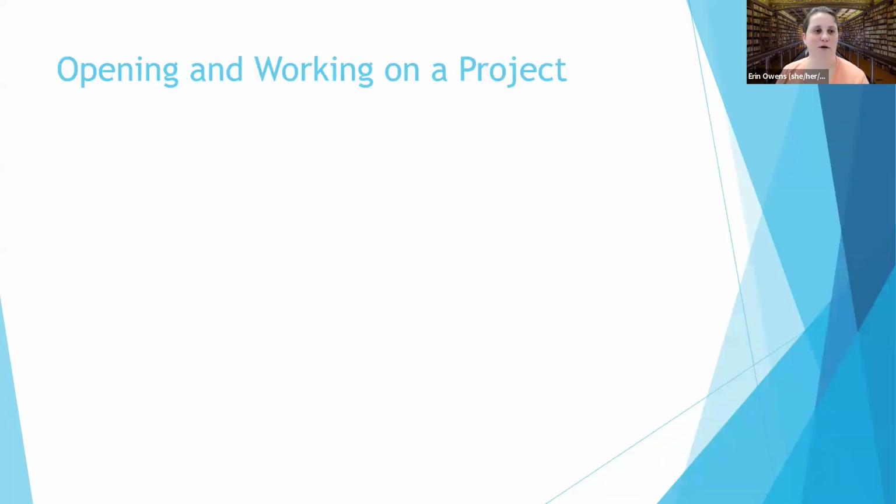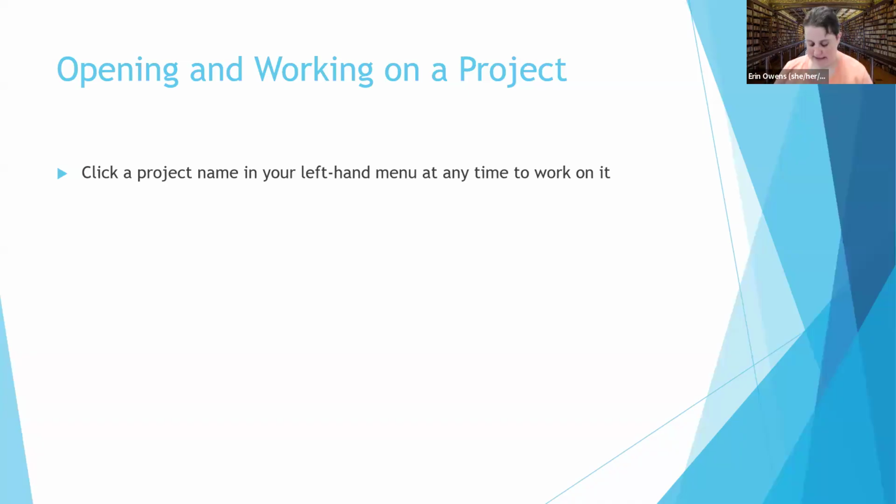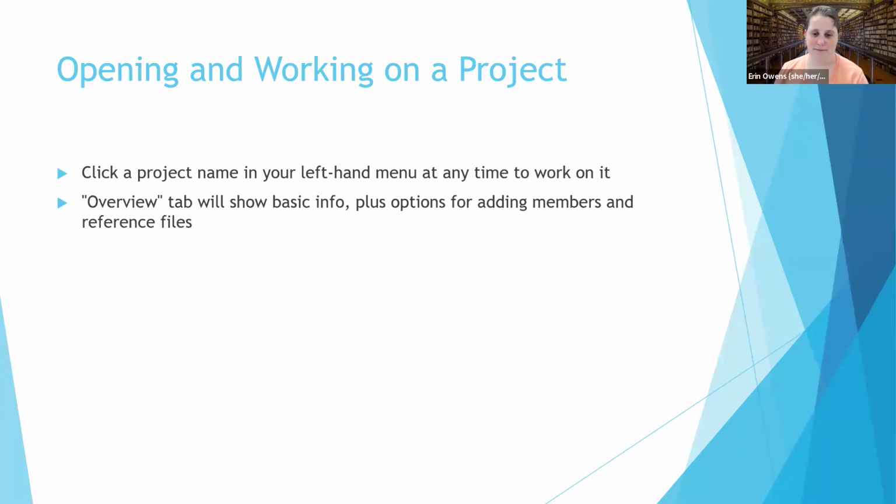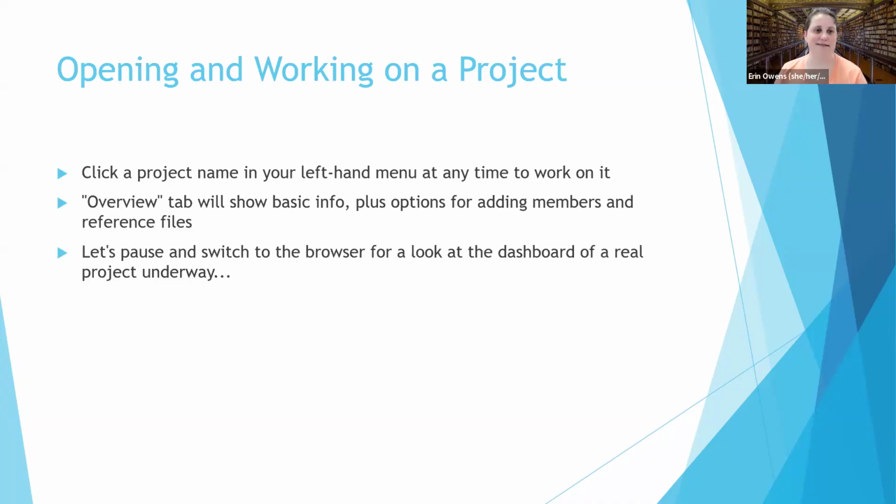All right, so opening and working on a project. At any point when we come back into Rayyan, we'll click on the name of a project to open it. And we're going to have an overview tab that comes up first, sort of like our project dashboard. It's going to show the basic info plus options where we can add collaborators or add our files of references. So let's pause and flip over to the browser here to see what this looks like.